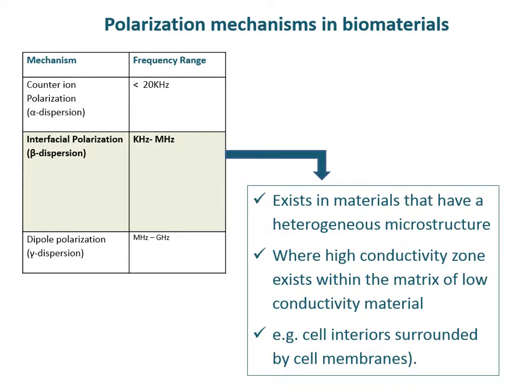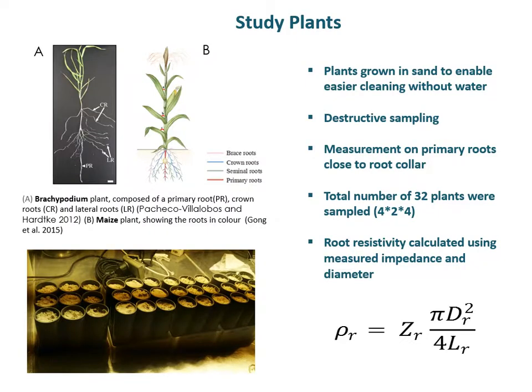And then we look at the polarization in biomaterials. Normally, there are 3 major polarization mechanisms that occur in biomaterials. So first of all, we have the counter ion polarization, which is due to the ionic diffusion at the electrical double layer adjacent to charged surfaces. And you also have the interfacial polarization. What we measure in this case is mainly in the kilohertz range.